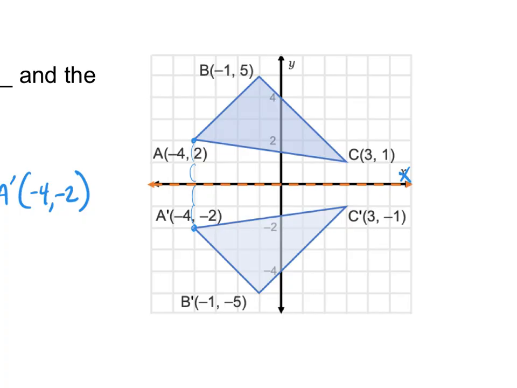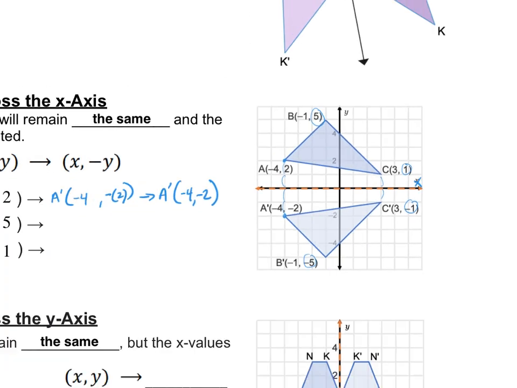So we can do it on the graph and count the information, or sometimes that's not available. We have the ordered pairs, and we can just think about what's happening. Again, the only thing that changed for B and B prime is I went from a +5 to a -5, and then same thing with C. I went from a +1 to a -1. So that is my reflection.